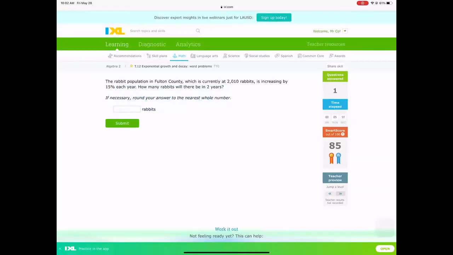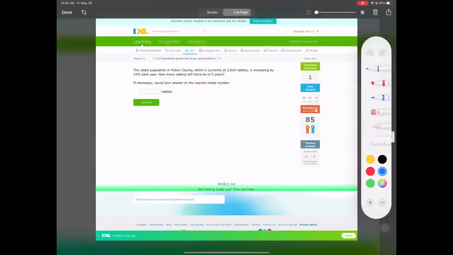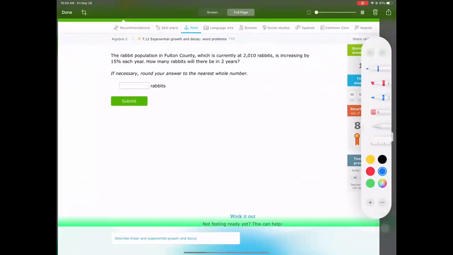Now, here is a slightly different type of problem, except we're not going to double it anymore. The rabbit population in Fullerton County, which has 2,000 rabbits there, is increased by 15% every year. So if it's 15%, that's not doubling. And so we go back to our easy compound interest equation. So if we start off, A is equal to P times 1 plus R to the T.